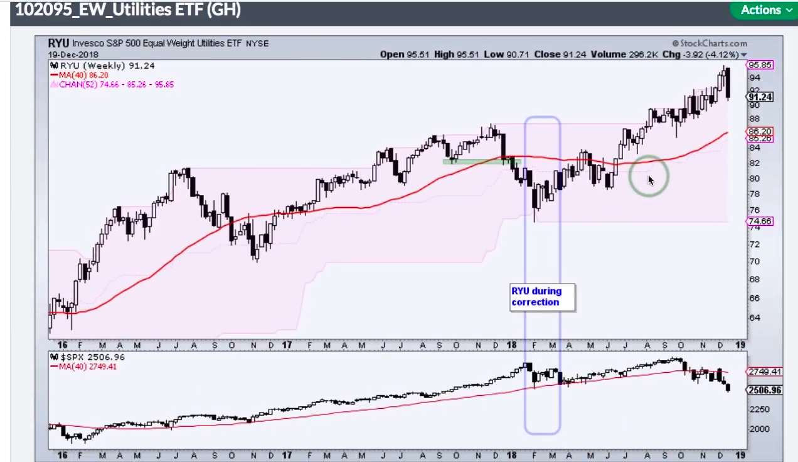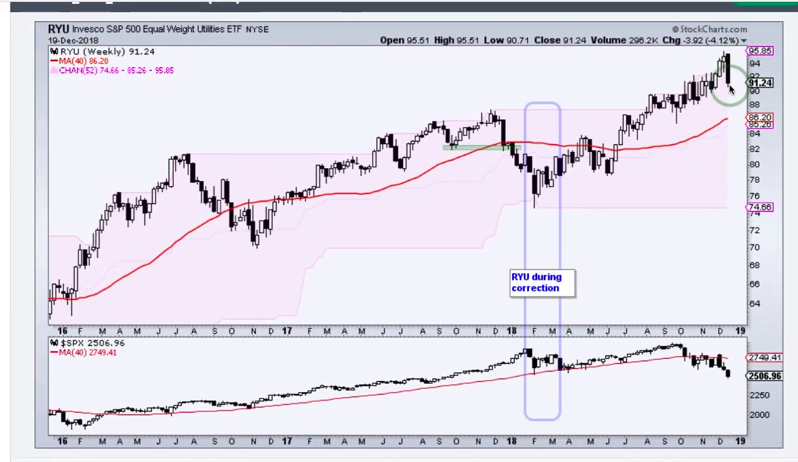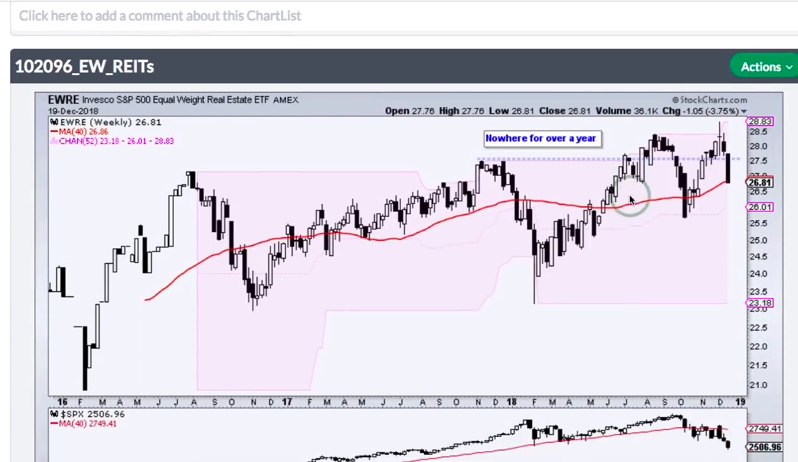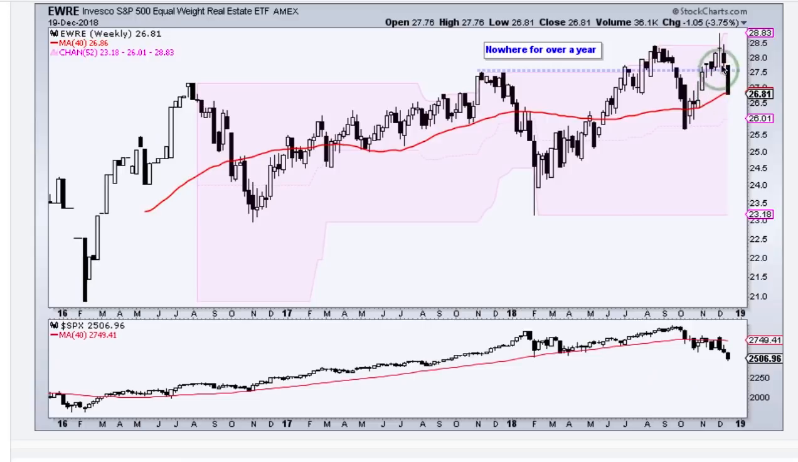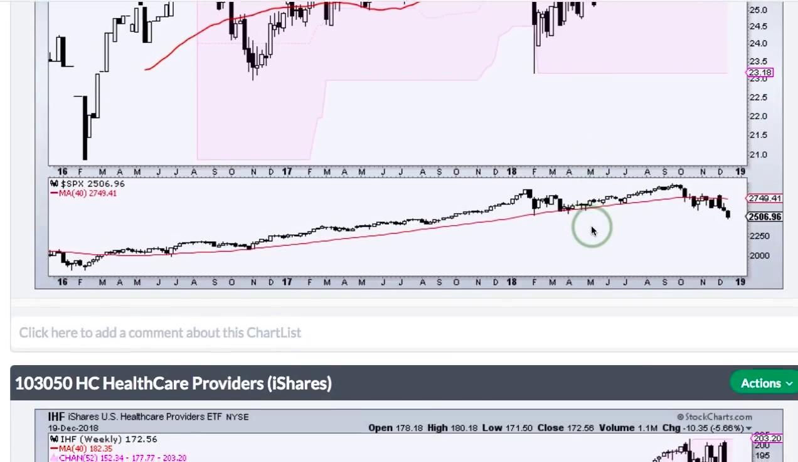Then we look at utilities equal weight, down 4%. So you're going to be at risk no matter which stocks you own. Here's how utilities handled the last correction. They were already down heading into the correction in January, February, March, and they stayed pretty much unchanged. And then we look at equal weight REITs, getting hit as well.